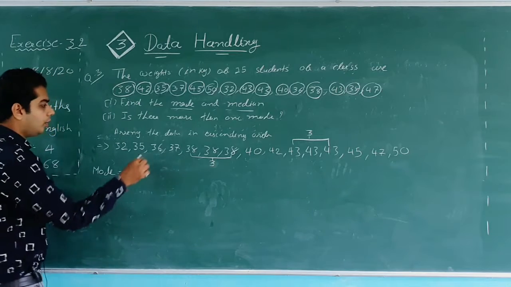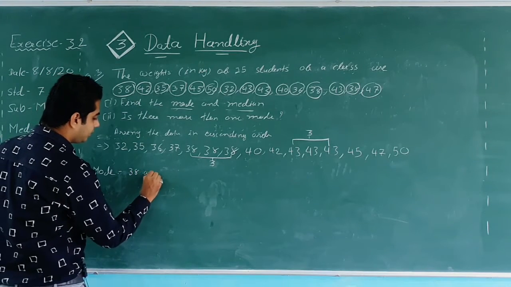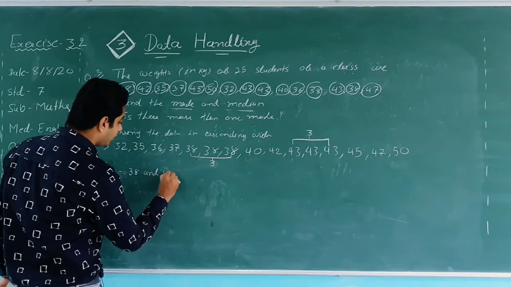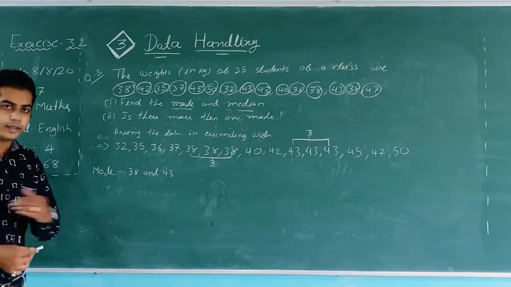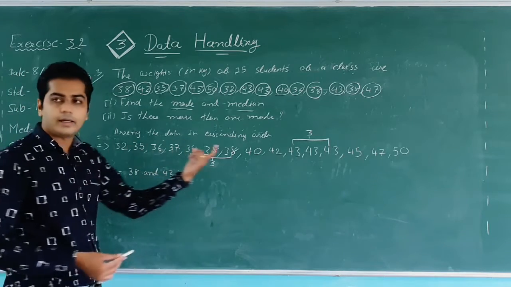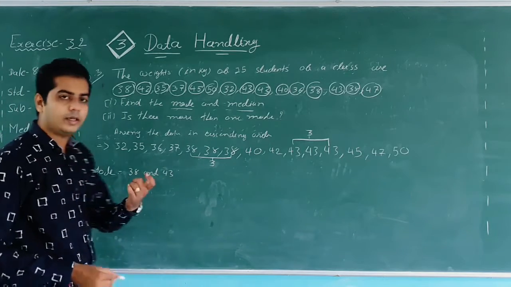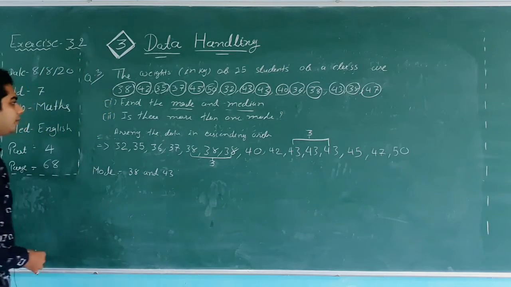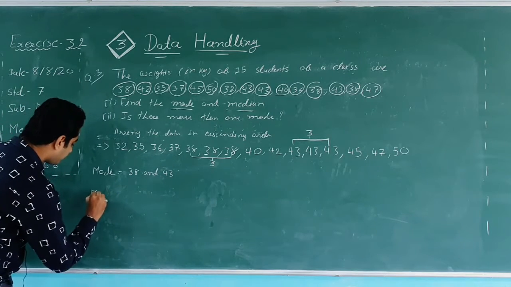So the mode of the data is 38 and 43. Why 38 and 43? Because both the numbers are repeating 3 times, the maximum times in the data. So you can say that 38 and 43 are the mode of the data. Now we have found out the mode of the data. Now we have to find out the median of the data. So how can we find out the median?